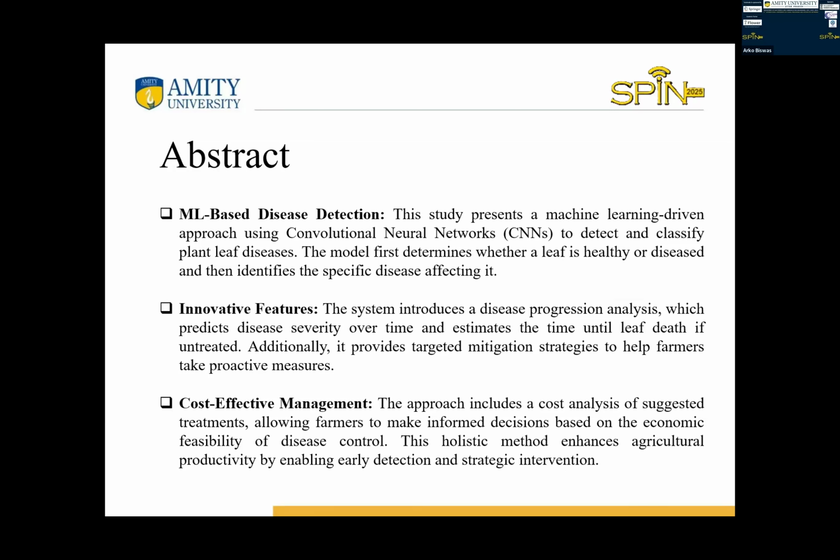And if we talk about cost-effective management, the approach includes a cost analysis of suggested treatments, allowing farmers to make informed decisions based on the economic feasibility of disease control. Thus, this holistic method enhances agricultural productivity by enabling early detection and strategic intervention.